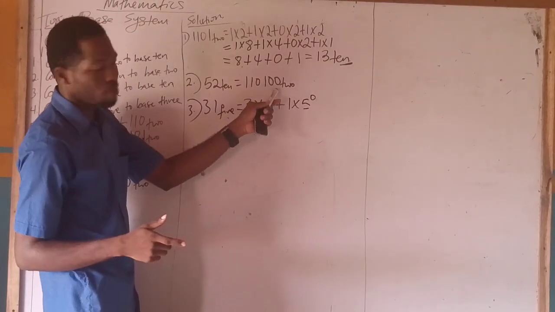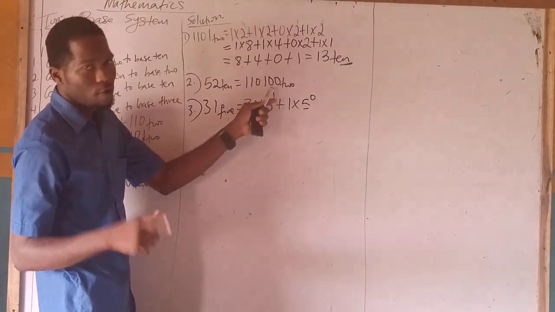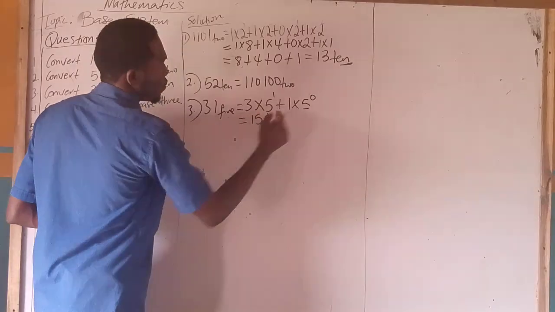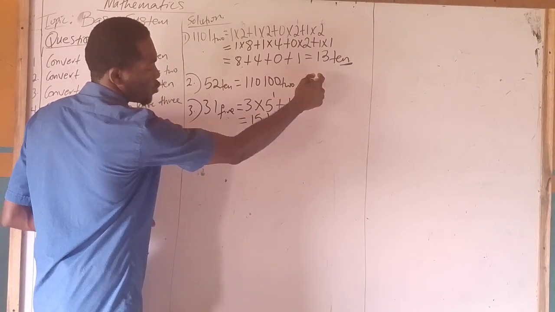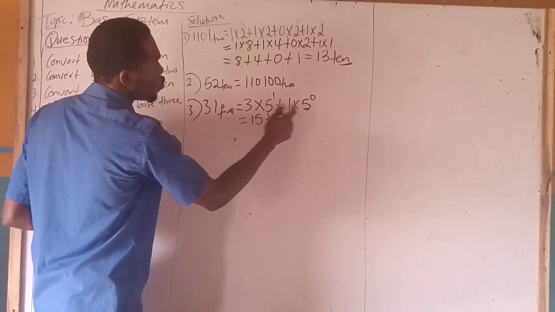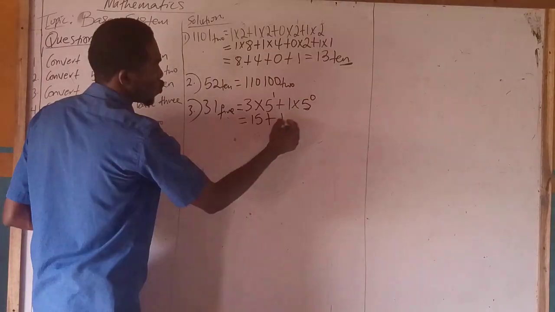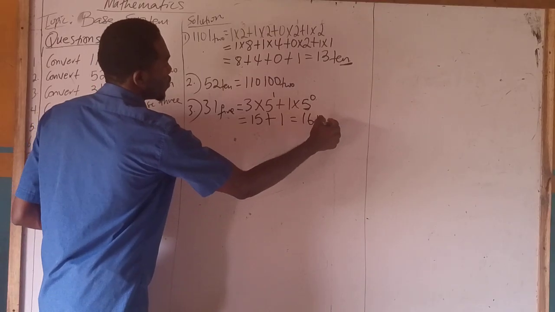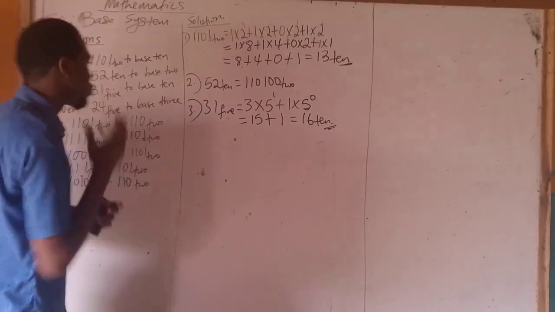Remember, this 5 is raised to power 1. So 5 raised to power 1 is still 5. So 3 times 5 is what? 15. Then here is 5 raised to power 0. I told you any number raised to power 0 is 1. So 1 times 1 will now give us what? 1. Together they will give us what? 16 base 10. So we have converted that to base 10.